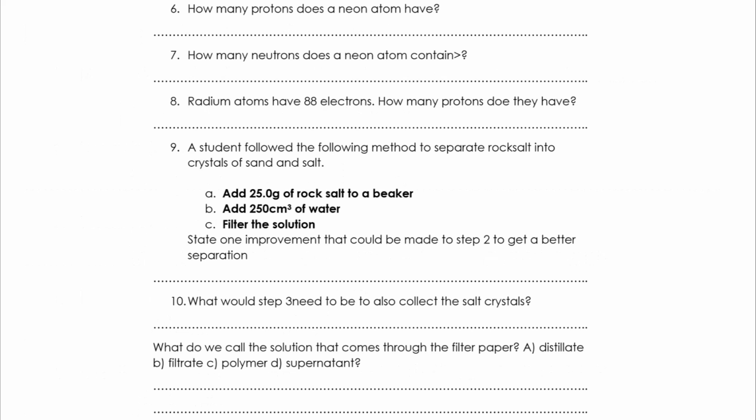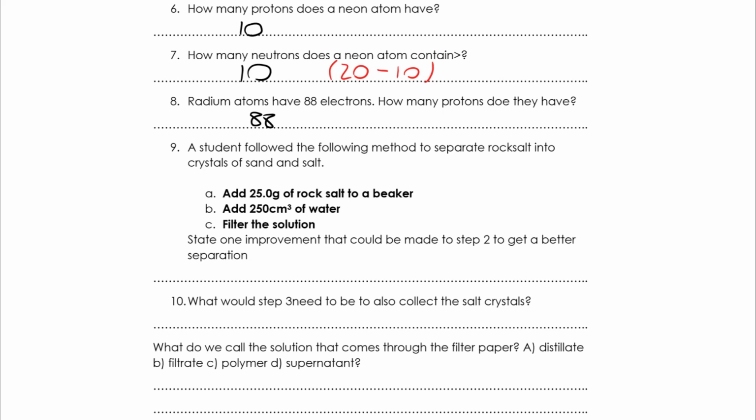And now let's take a look at the answers. So neon has 10 protons. Its atomic number is 10. Neon also has 10 neutrons. Now that's because its mass number is 20. We take away its atomic number, 10, and that leaves us with 10. Radium has 88 electrons. That means it also has 88 protons, because in an atom, the number of protons is equal to the number of electrons.